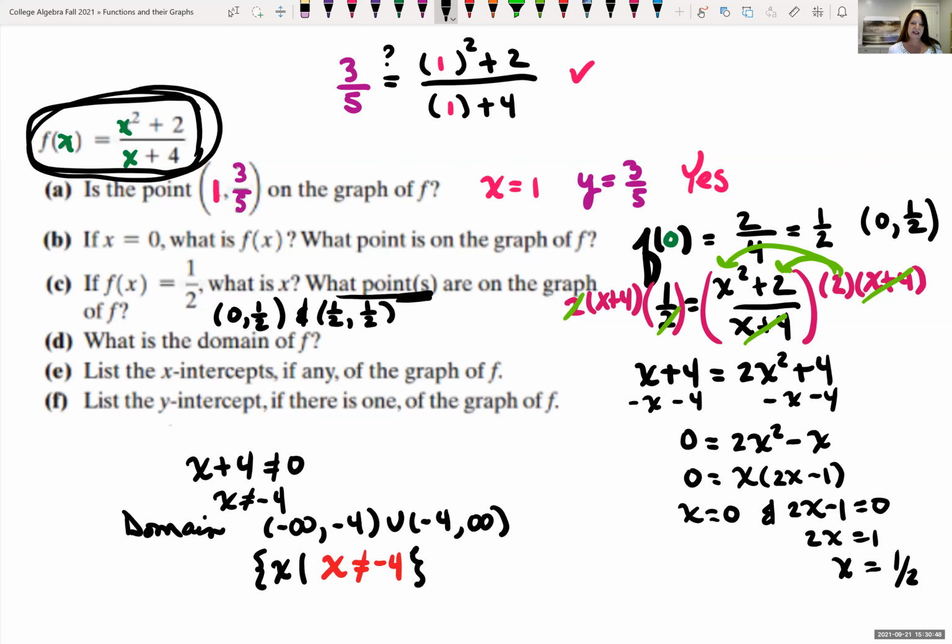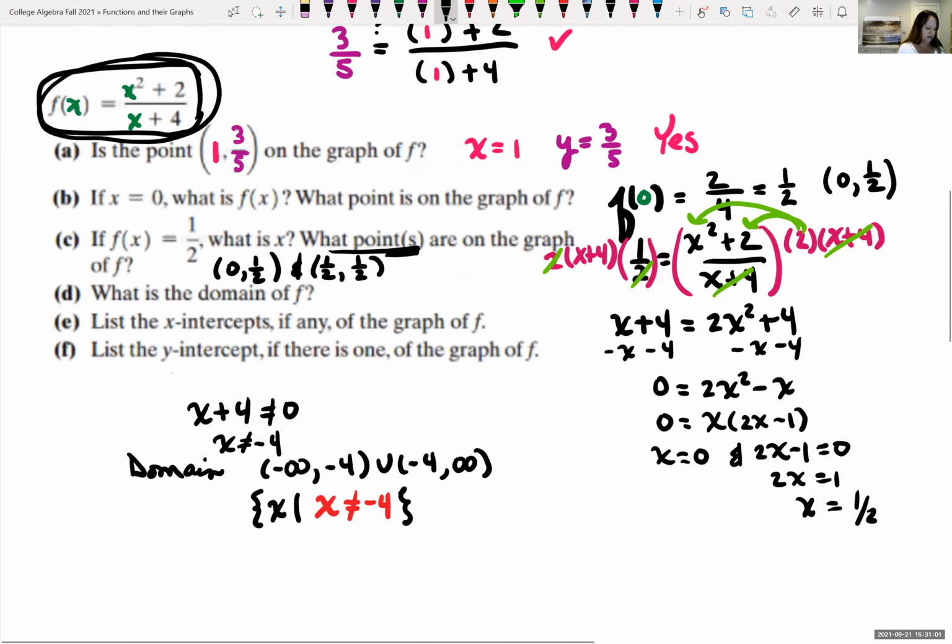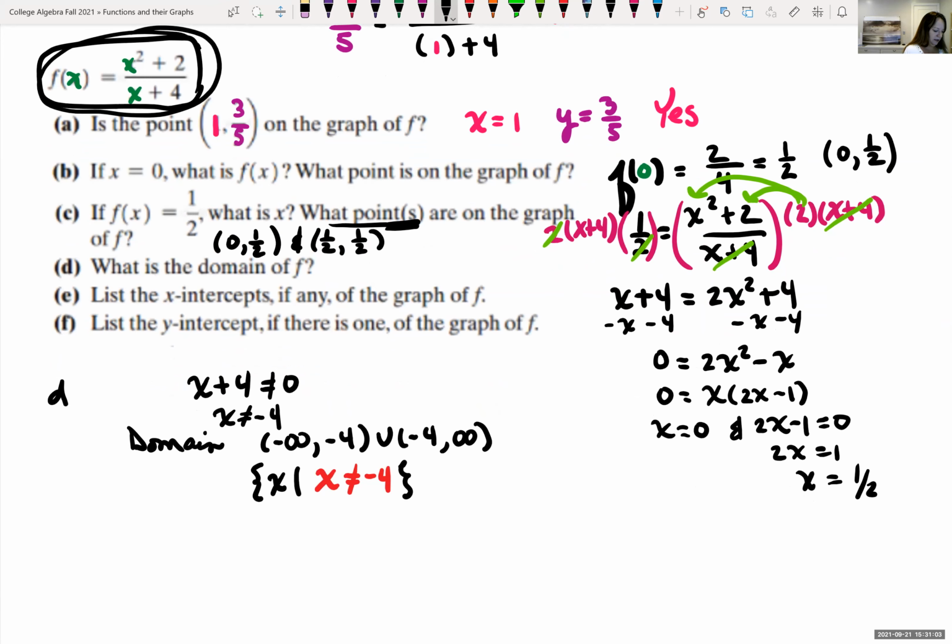Any questions on that? So list the x-intercepts of the graph. X-intercept, that is when our y value is 0. This was part D. So for part E, we're looking at 0 equal to x squared plus 2 all over x plus 4.